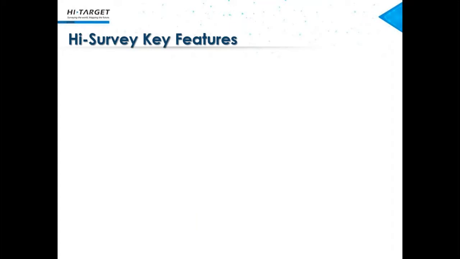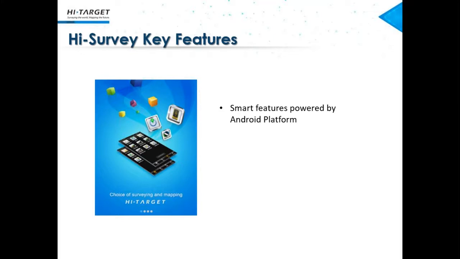Before that, I would like to take a few minutes to introduce some key features of Hi-Survey to you. So this app has smart features powered by Android platform. So you may ask, why do we select Android platform? With the development of sensors and technology, the requirement of the speeds of the controller software become higher, and people want to have some controller which can be easily used at their phone. So we decide to develop an app which can run on Android platform, and we also believe that Android will be more and more popular in the future.